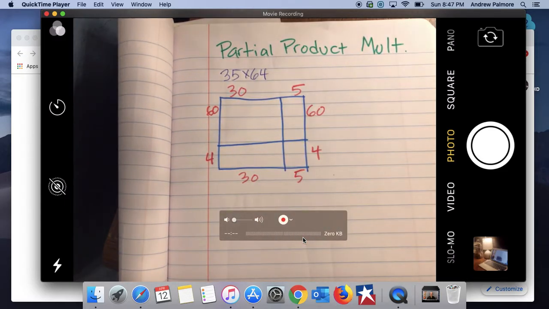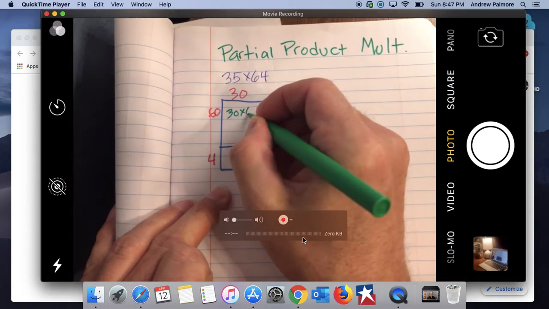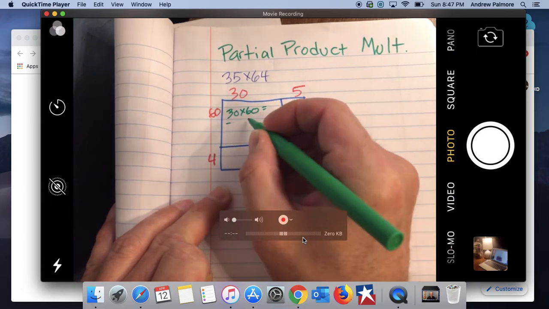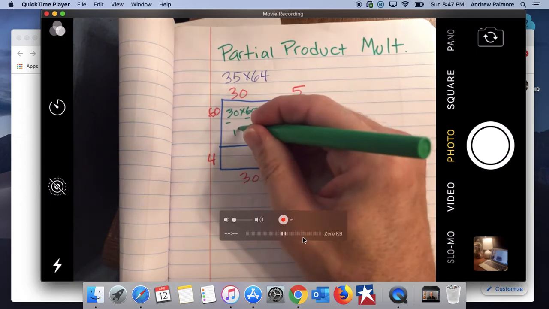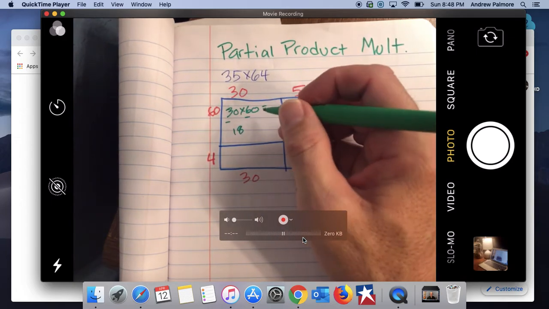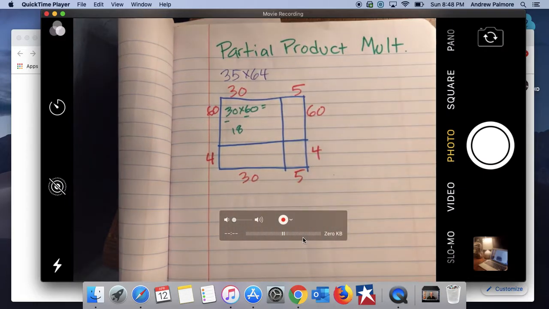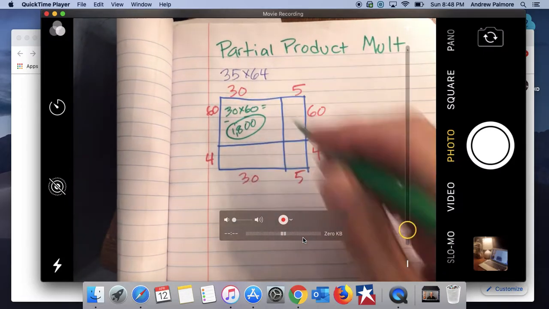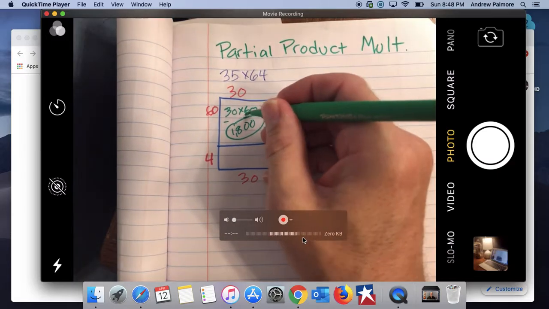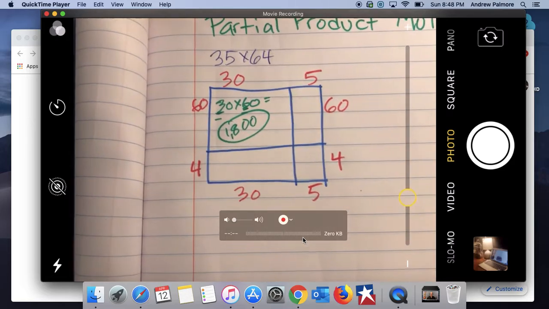So 30 times 60. Well, I know that 3 times 6 is what? 18, right? 3 times 6 makes 18. Now I have two powers of 10. So how many zeros will I put after the 18? 2, right? So that makes 1,800. Okay, so you're going to start by multiplying the single digits and then add the powers of 10 when necessary.